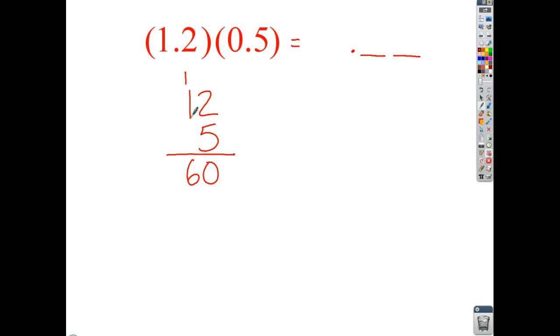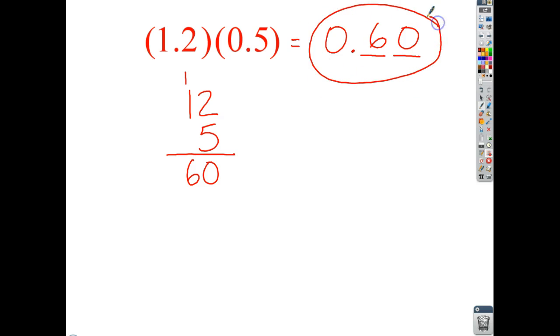All right, so I know that this number has to have two decimal places below the 1, right? So I know that this is going to be 0.60. Okay, and I have two positives. So a positive multiplied with another positive is going to be a positive number. So my final answer in this case is 0.6.